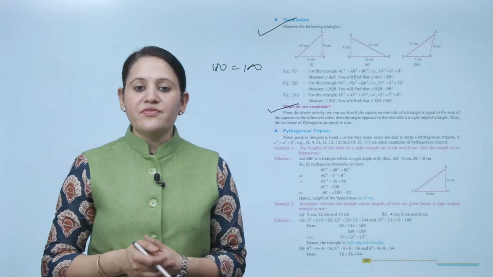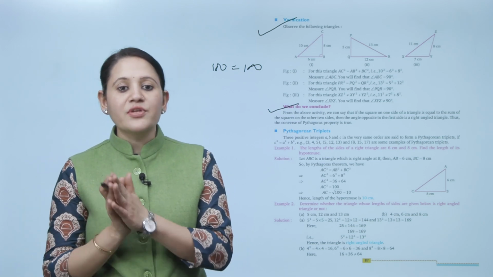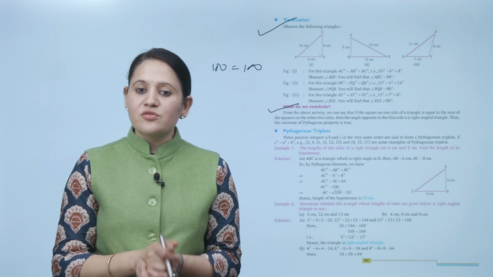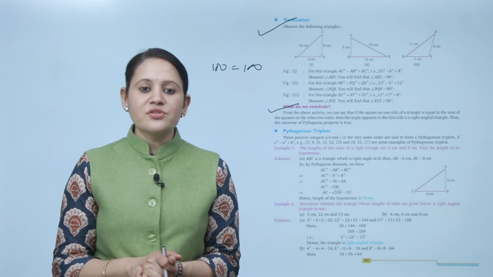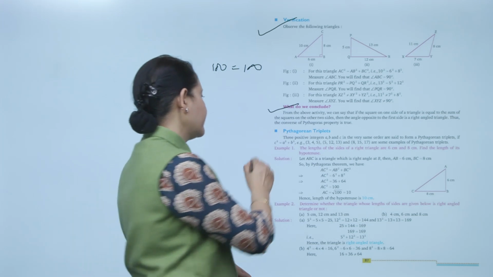From the above activity, we can say that if the square of one side of the triangle is equal to the sum of the squares of the other two sides, that means the angle opposite to the first side is a right angle. Thus, the converse of Pythagoras theorem is true. Next is Pythagoras triplets.